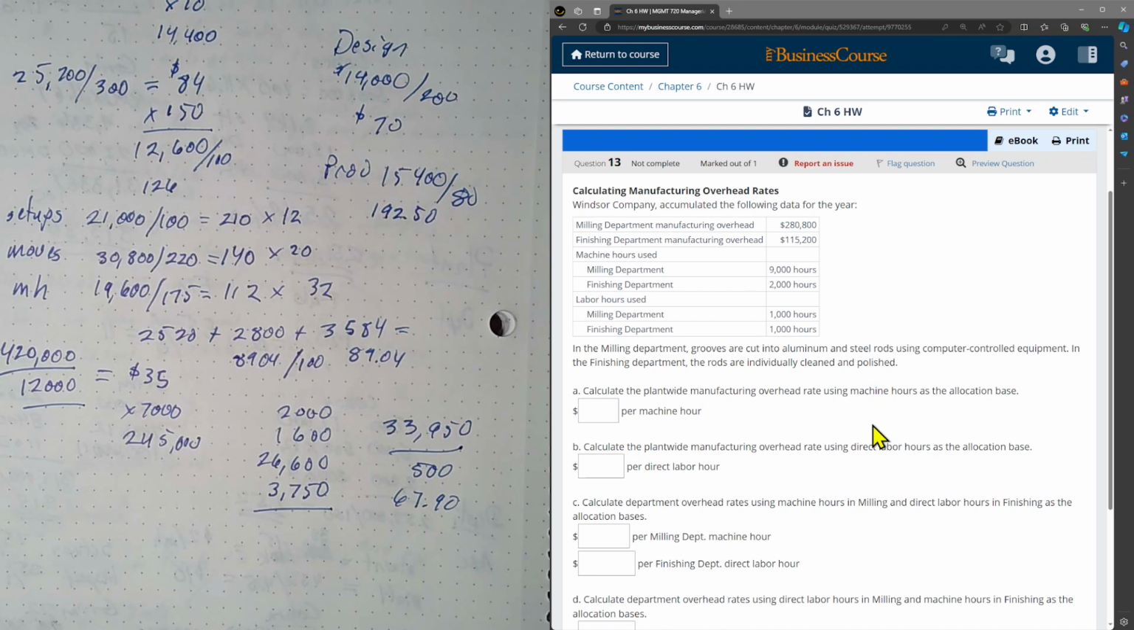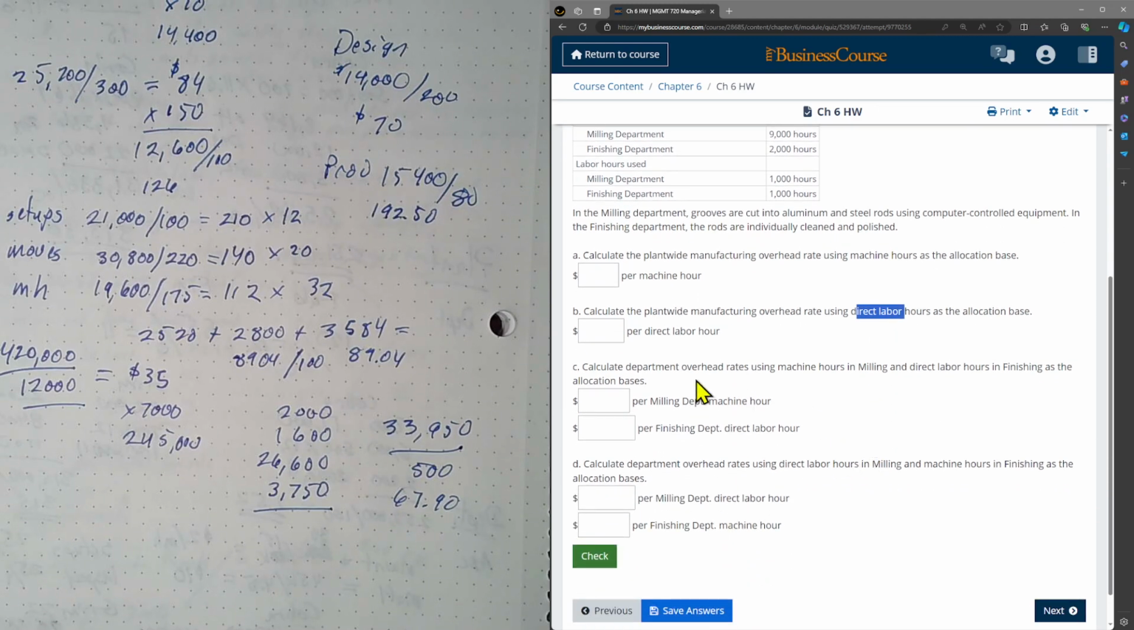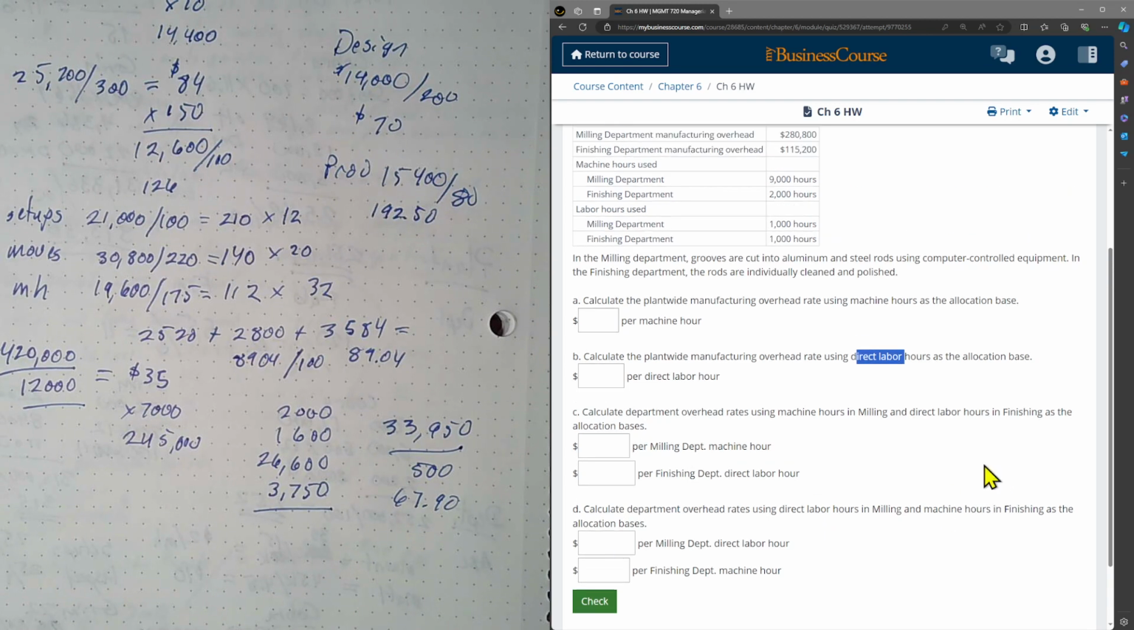So here we've got some overhead rates. In the milling department, grooves are cut into the aluminum. Okay, the rods are individual. Calculate the plant-wide manufacturing overhead rate using machine hours. So we're going to do a plant-wide based on machine hours. Then we're going to do a plant-wide on direct labor hours. And then we're going to have two other versions. Calculate department rates using machine hours for milling and direct labor hours in finishing. And then the reverse, direct labor hours in milling and machine hours in finishing. So this is going to give us kind of a bunch of different answers.